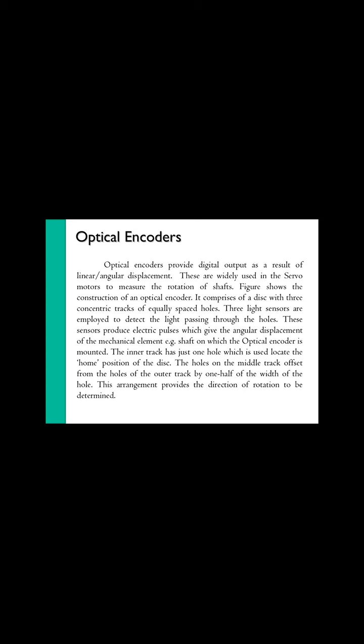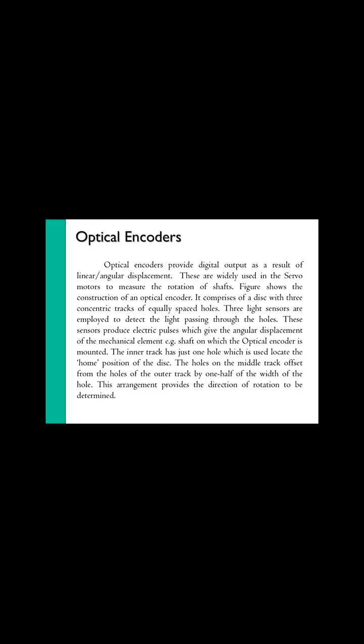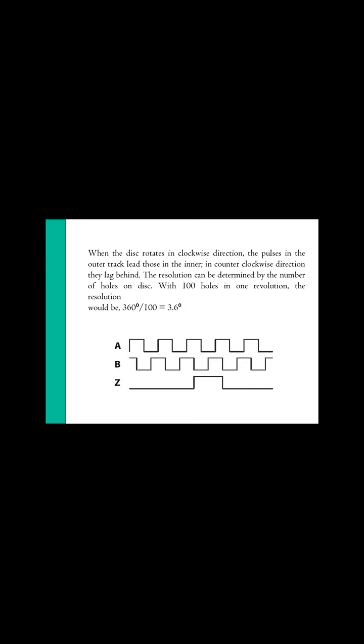The inner track has a hole which is used to locate the home position of the disk. The holes in the middle track are offset from the holes of the outer track by 1.5 of the width of the hole. This arrangement allows the direction of rotation to be determined.